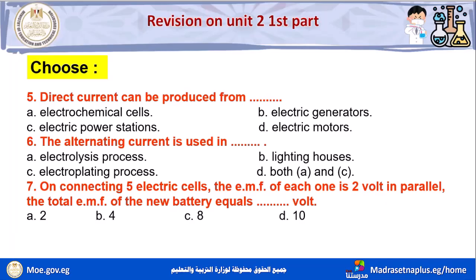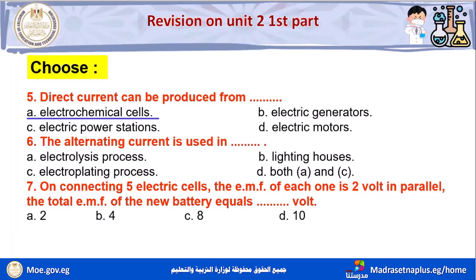Number 5, direct current can be produced from letter A, electrochemical cells. Letter B, electric generators. Letter C, electric power stations. Letter D, electric motors. Direct current can be produced from electrochemical cells, letter A.